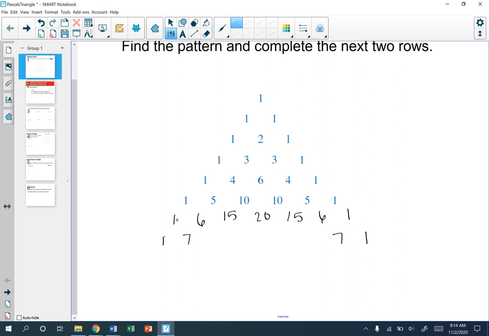So to get this next row, I take 1 plus 6 to get 7, 6 plus 15 to get 21, 15 plus 20 to get 35, 20 plus 15 again, 35, 6 plus 15, oh, I messed that up. This is 35. And then here's 21. 6 plus 1 is 7. So we could continue that pattern forever.